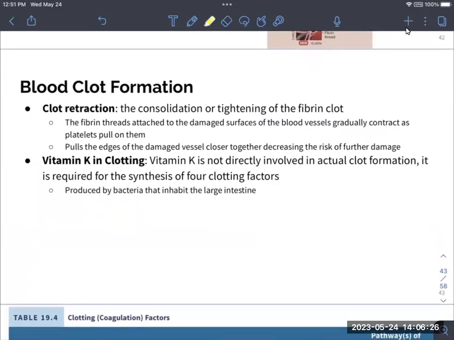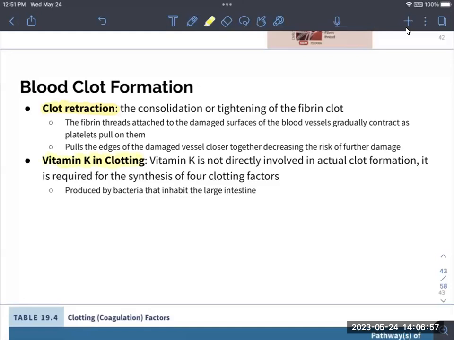So once this clot is formed, these fibrin tissues or strings, they're going to pull tight. They're going to help to pull together this blood vessel to close everything up. This is known as a clot retraction. So they're holding on to these ends and they're going to pull everything closer together because they're trying to prevent any further kind of damage.